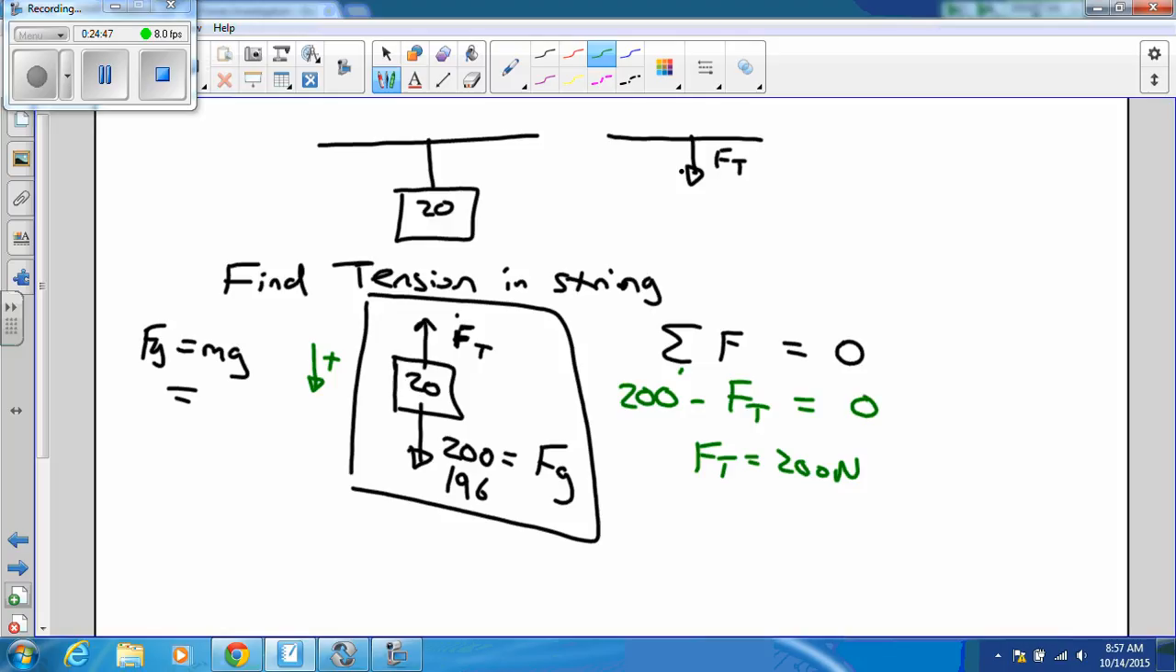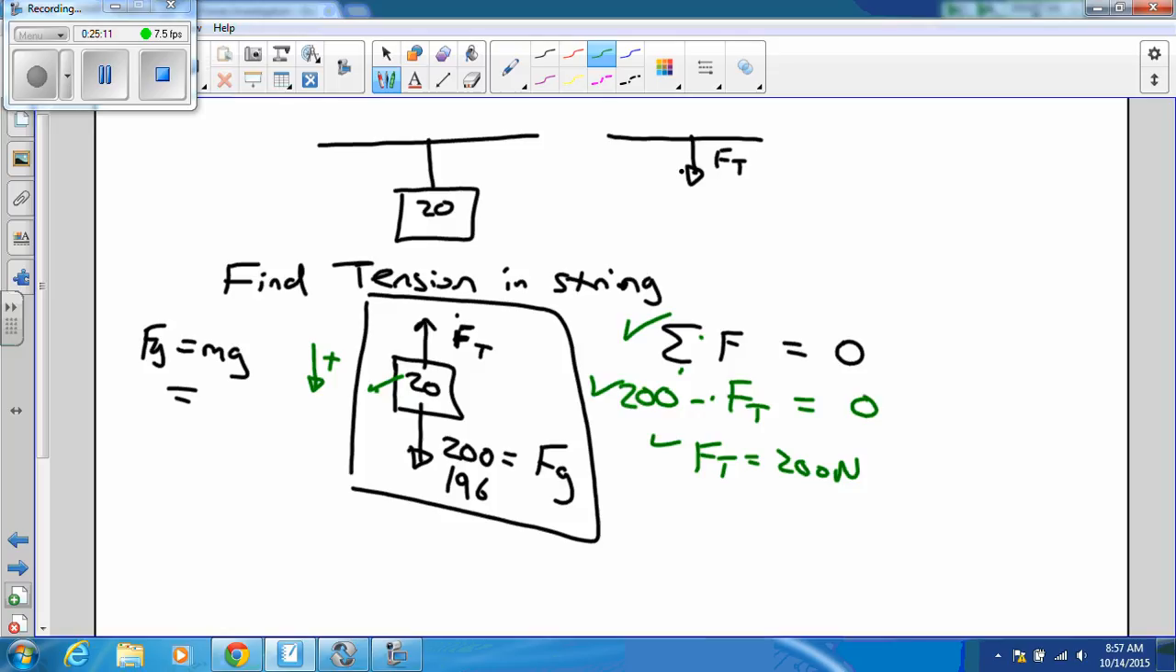And that's it. Yes? For problems like that, do we have to show the work? Yes, the work has to be shown, like the 200 minus the FT and things like that. Okay, yeah, so let me show you. Free body diagram, statement of the law, plugged-in statement of the law. This is formula, plug-in, and solve.